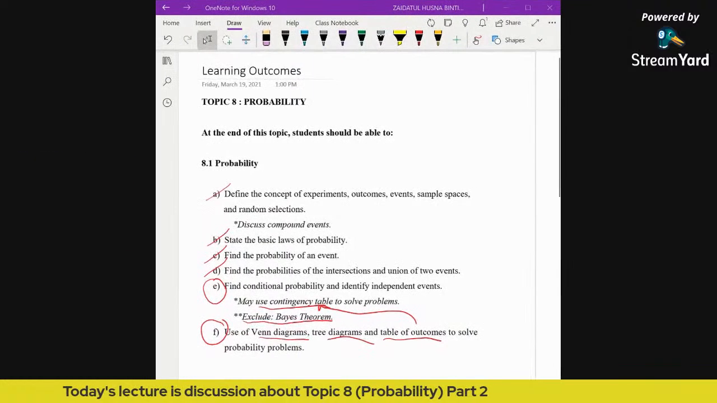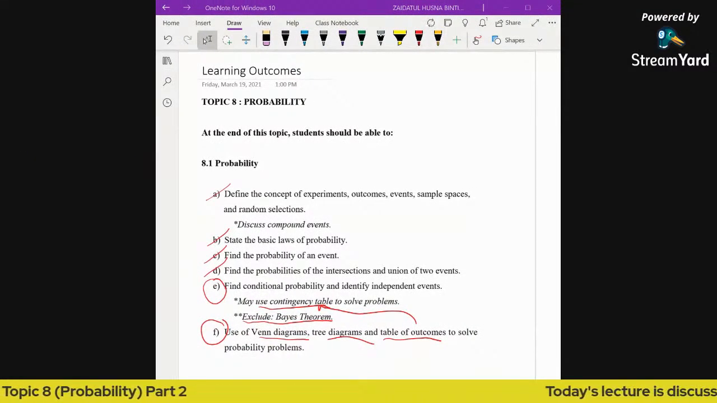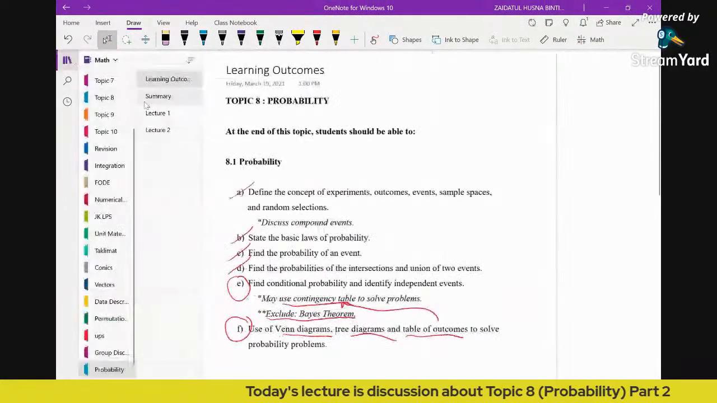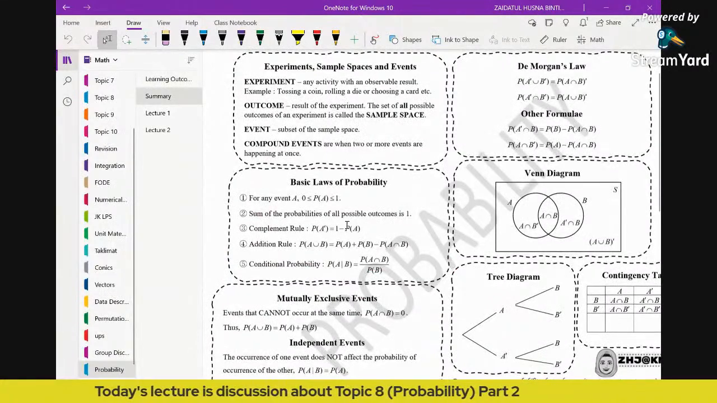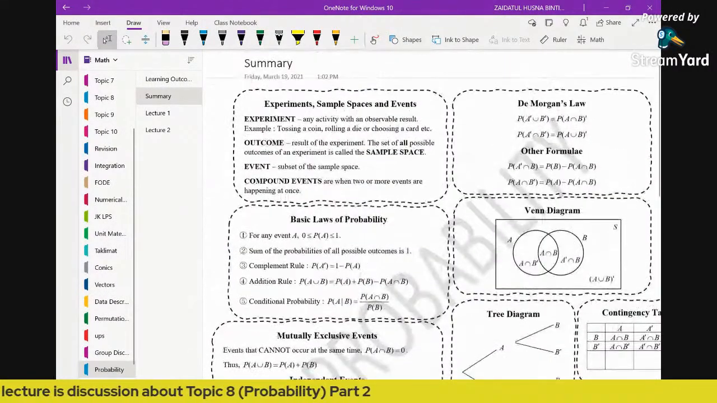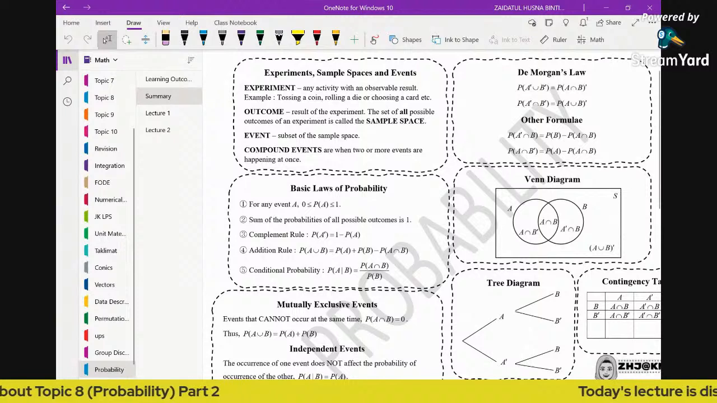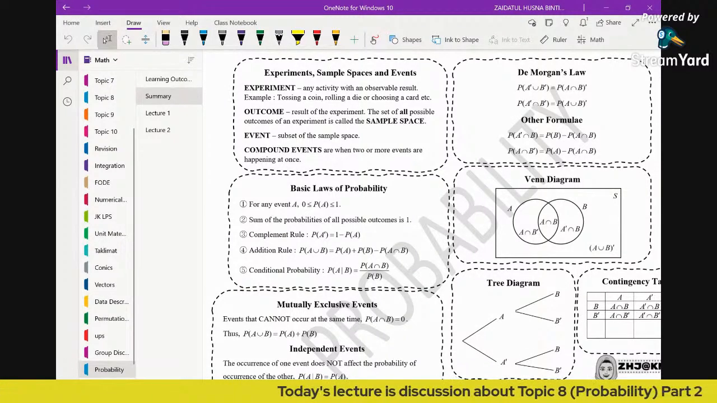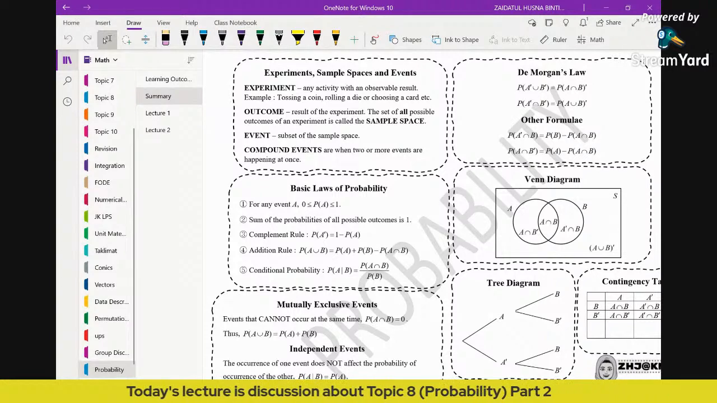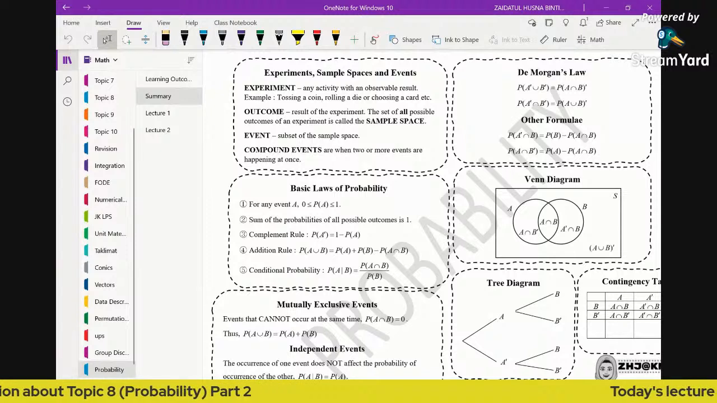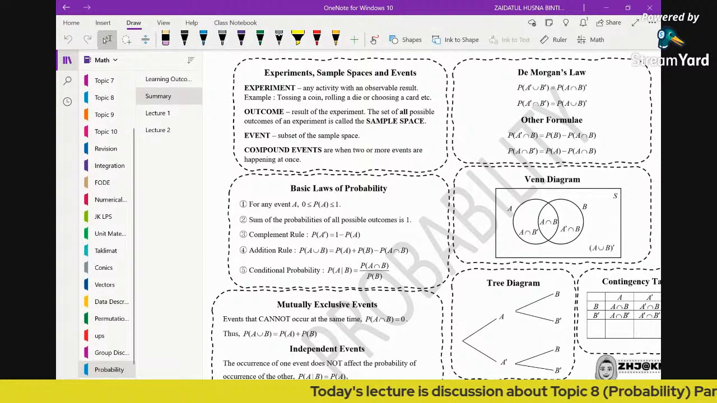Now let's see the content that we will be discussing today. Let's go through the summary a bit. This is basically the summary of topic 8 that I have given you. I hope that you can make full use of this summary to help you with revision, with self-study, and to help you understand this topic better, so that you will be able to grasp the concept of topic 8, probability.